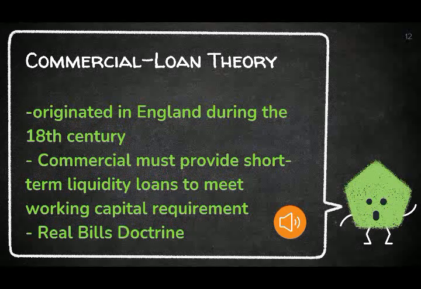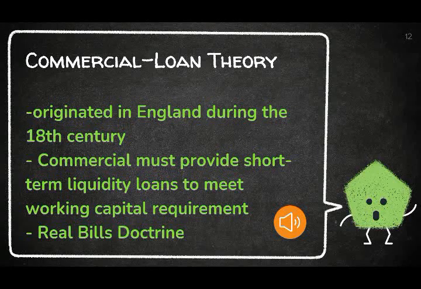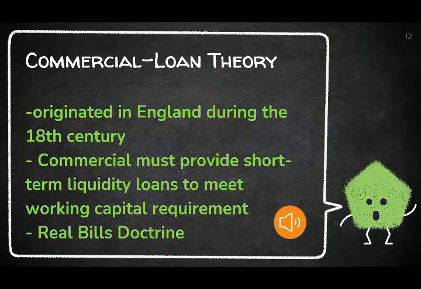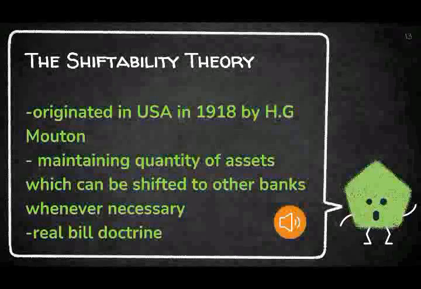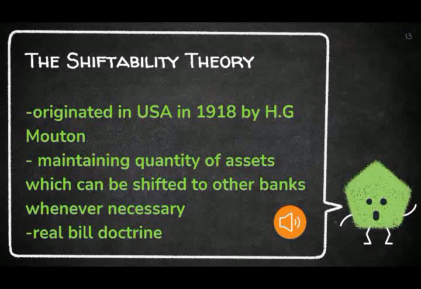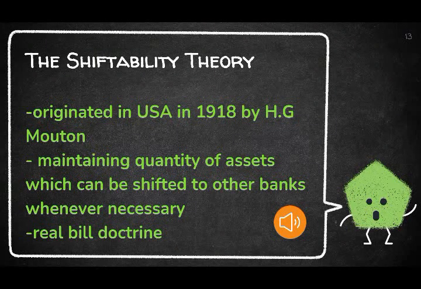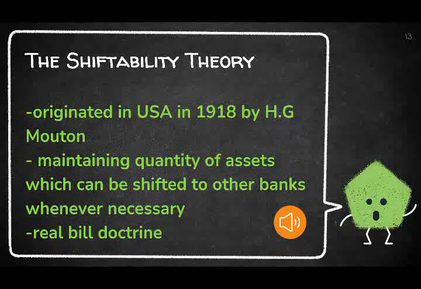One of the criticisms of the doctrine is that it failed to take cognizance of the fact that the bank can ensure liquidity of its assets only when they are readily convertible into cash without any loss. Shiftability theory. Shiftability theory originated in the USA in 1918 by Moulton. It is an approach to keeping banks liquid by encouraging the shifting of assets.